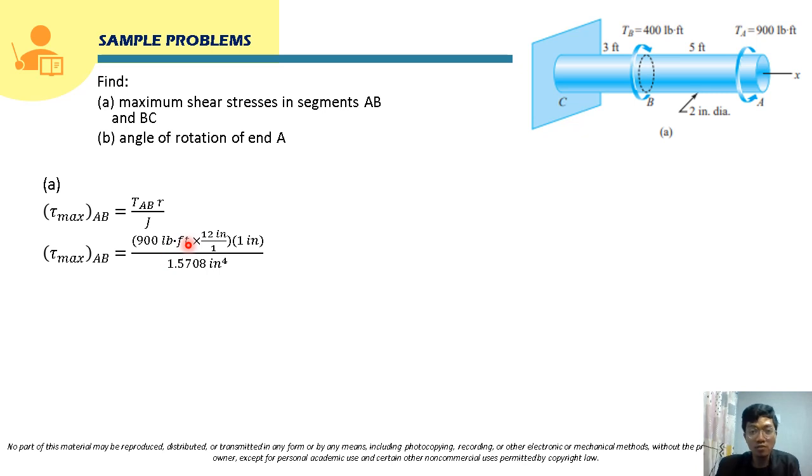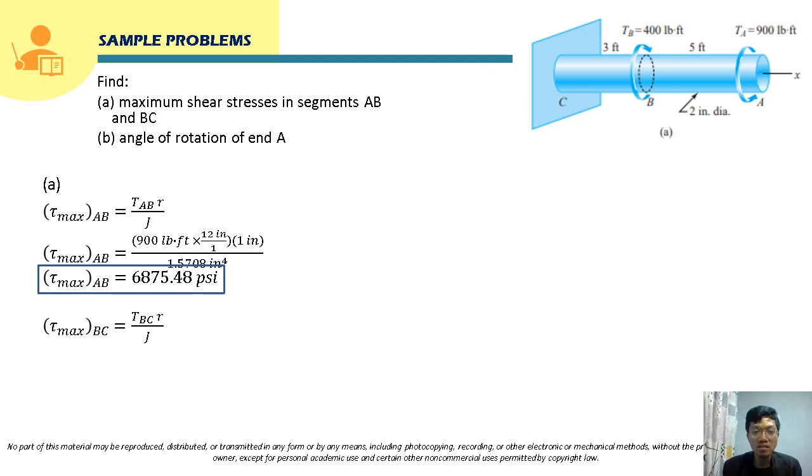So let's convert this feet into inch by multiplying this by 12 inch, times the radius. The radius here is 1 inch since the diameter is 2 inches, over the polar moment of inertia, that is 1.5708 inches to the fourth. So solving this will be 6,875.48 pound per inch squared, or PSI. So this will be the answer for the maximum shear stress in segment AB.